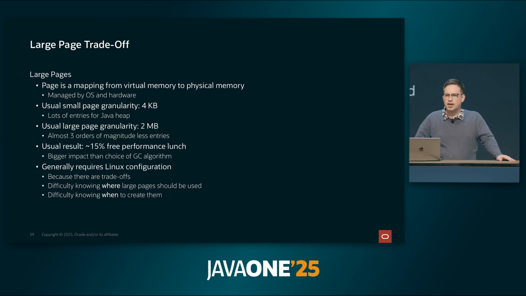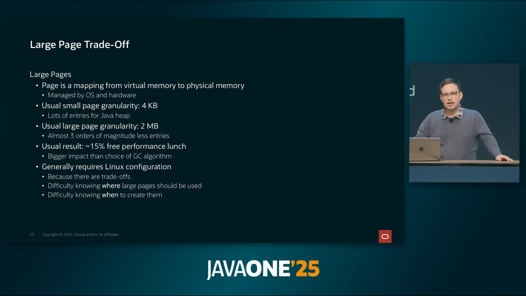But before that, we need to understand what is a page. A page is an OS primitive that tells the hardware how to map virtual memory to physical memory. And it comes in two flavors, small pages and large pages. The main difference is that the small pages have an often 4 kilobyte granularity, whereas the large ones have a 2 megabyte granularity. That's 3 orders of magnitude different granularity. So you're wondering, what's the big deal?